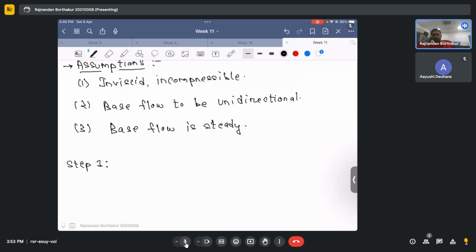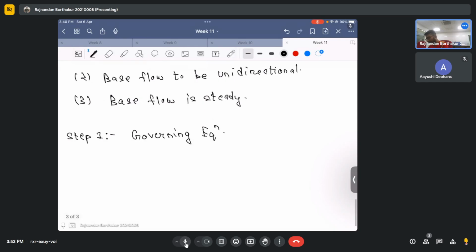In step one of our analysis, we will start off by writing the governing equations that govern the total system. Can you tell me what is the governing equation that governs the total flow? The idea is that we will subtract the equations of the base flow to get the equations for the perturbations. This is the first task that we need to do. But before that, we need to know what the governing equations are for the entire flow field. So can you tell me what the governing equation is?